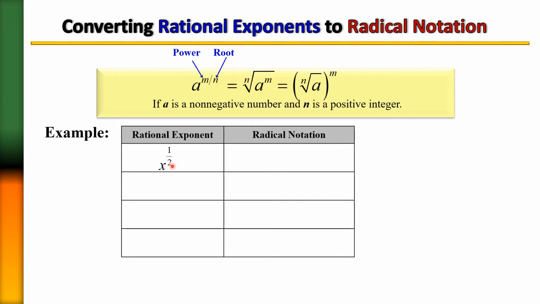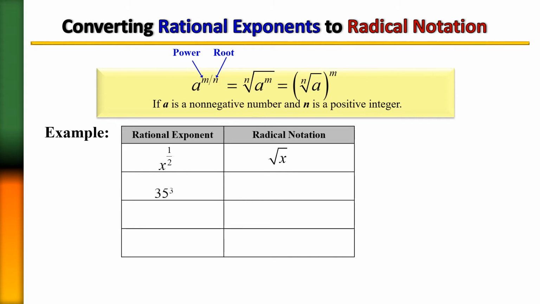The bottom here is a 2. Anytime you see a 2, that stands for square root. Now with square root, we don't write the 2 there, but it's understood to be a 2 if you just leave the index blank outside. So this is how it would look to write that same expression in radical notation form. It would simply be the square root of x.